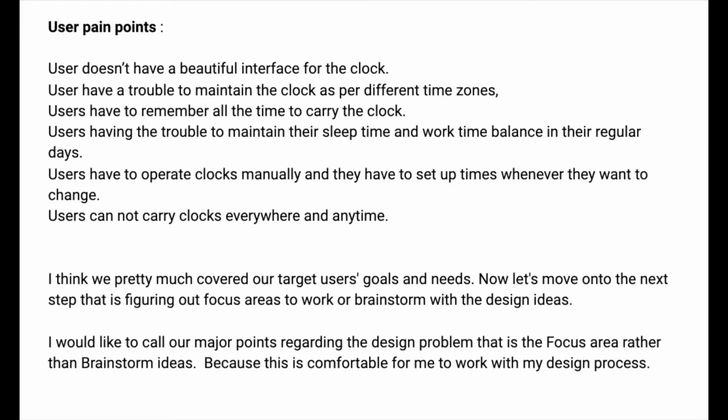Here the user pain points are: the user doesn't have a beautiful interface for the clock, so the user has trouble maintaining the clock as per different time zones.